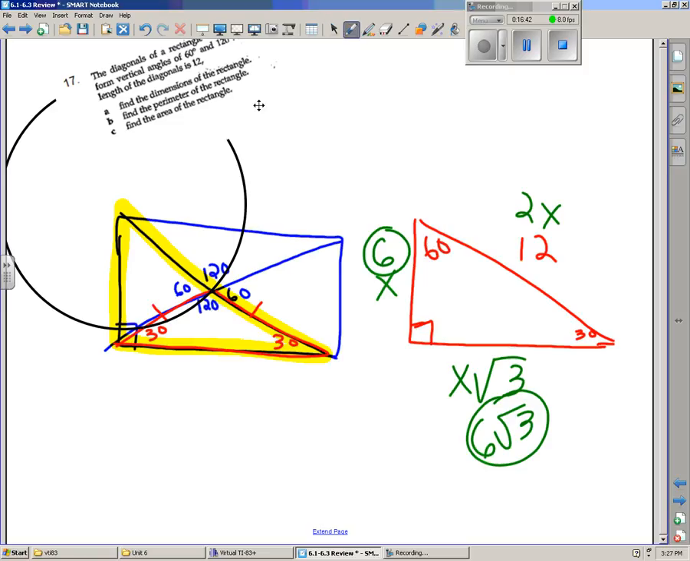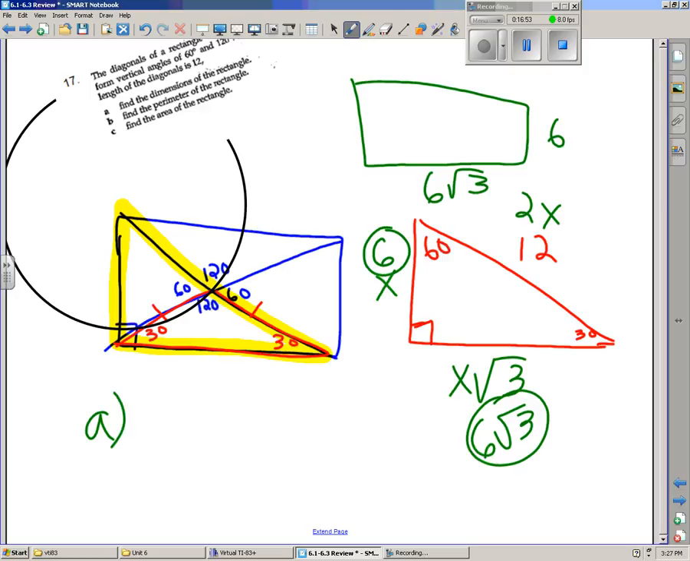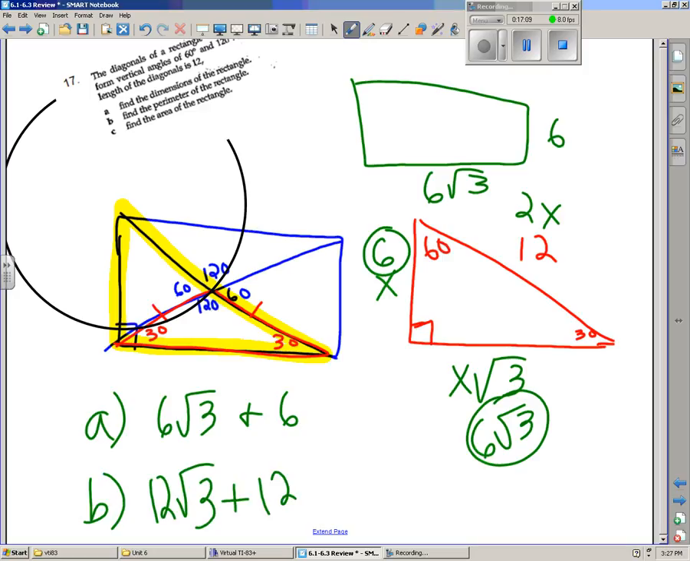So, sorry, this is rather funny, but if I take a look at the rectangle, my dimensions then would be 6 rad 3 by 6. So that would be A. So A becomes 6 rad 3 and 6. B asks for the perimeter of the rectangle, which means I'm going to have 2 6 rad 3s, or 12 rad 3, plus 2 6s, which means plus 12, because remember, I've got to add up all my like terms.